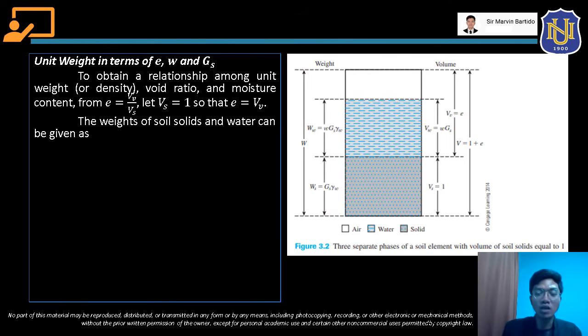Now class, we can also define here the weight of the soil solid. Okay? So here, the weight of the soil solid is this, and the weight of water is this. We can derive the weight of the soil solid from the relationship we derived earlier in equation 15b. So this is it.